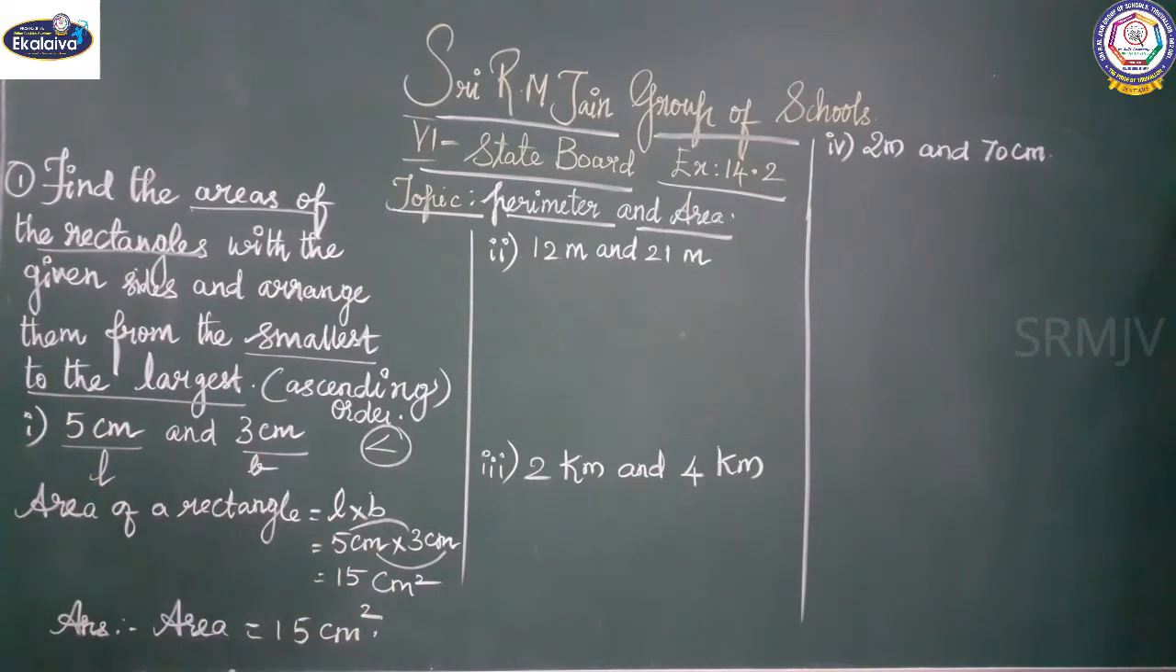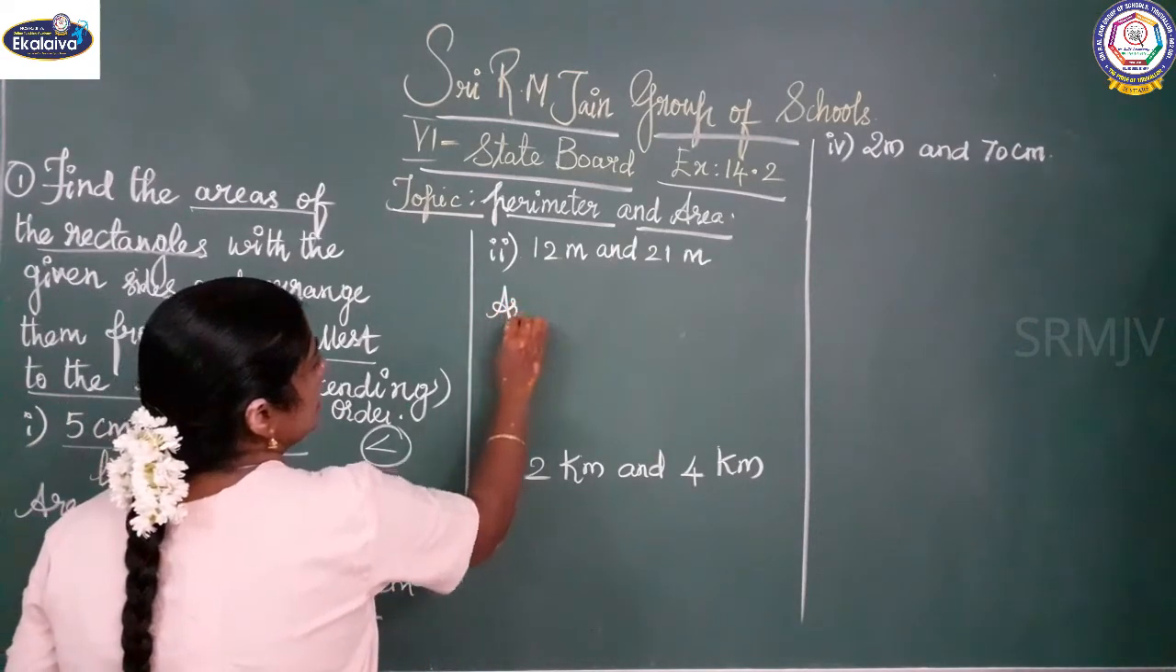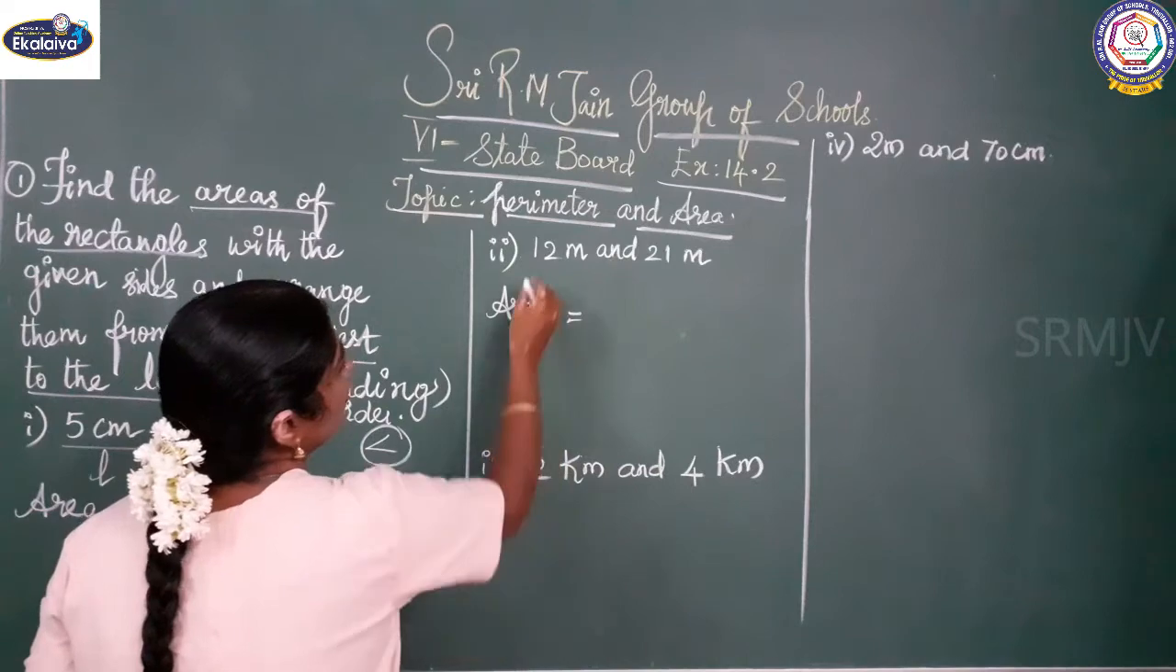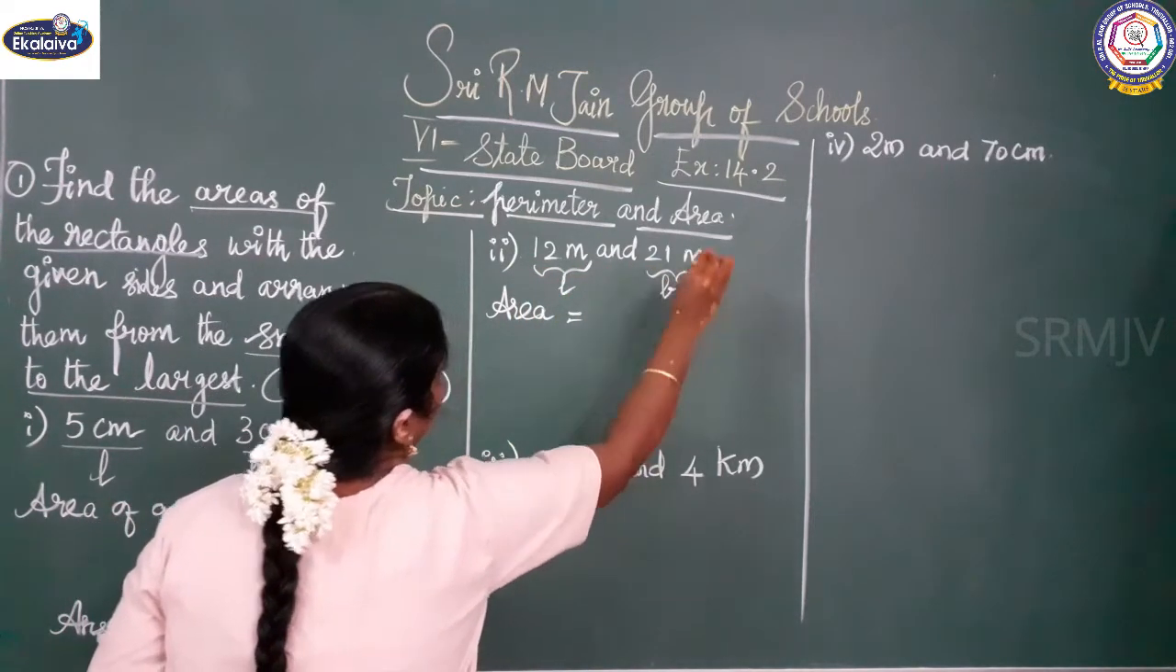Got it? Next, I will move on to the second sum. See the area of what we have to find out. See, this is your length and this is your breadth.